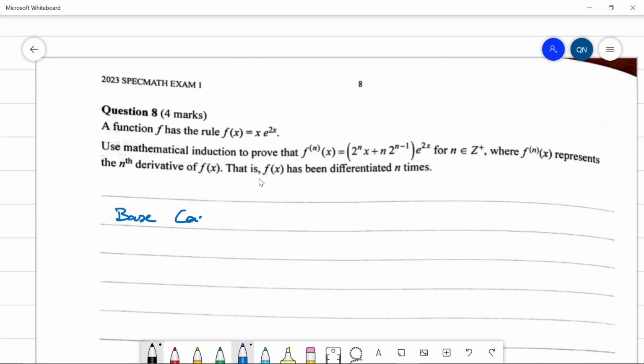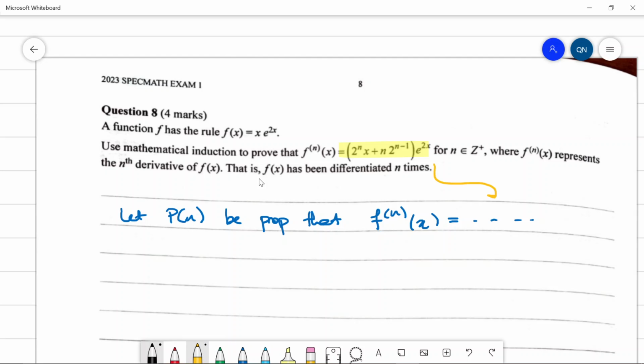So how does induction work? You'd start with the base case, which is... Actually, you need to define the proposition. Yeah, the proposition. So we're going to let P of n be the proposition that fn of x equals the stuff over here, which I'm not going to bother and write down. So I'm just going to highlight that, and I'm going to say that's the stuff over there. Okay, so you start off with base case. What's the base case? Base case is n equals 1 because we have positive integers over here. So what's n equals 1?